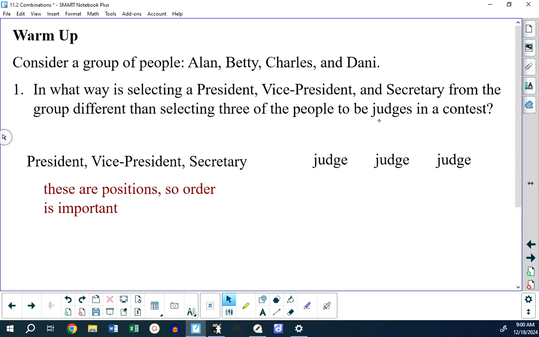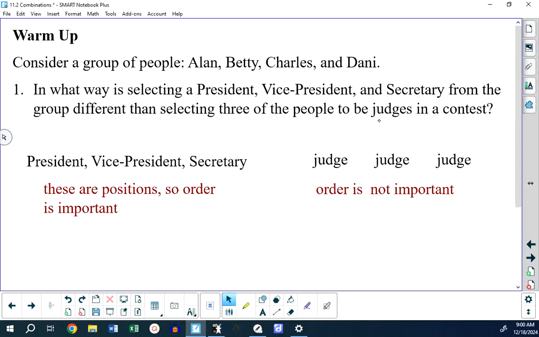Alice being, I keep saying Alice, Alan being president, Betty being vice president, and Charles being secretary is not the same as Betty being president, Alan being vice president, and Charles being secretary. So order is not important with the judges. This, by the way, illustrates the fundamental difference between a permutation and a combination. The number of ways to get a president, vice president, and secretary will be a permutation because order is important, like a phone number or the arrangement of algebra tiles.